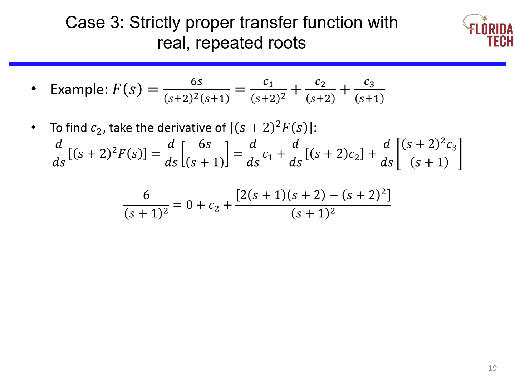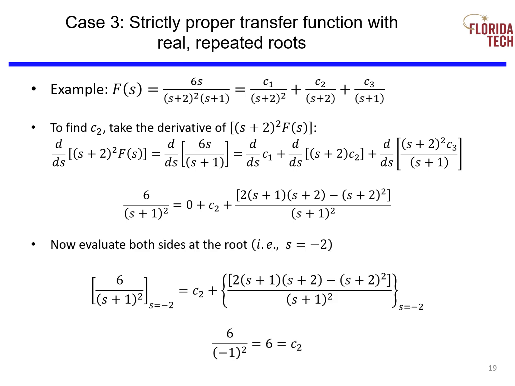To find C2, take the derivative on both sides of s plus 2 quantity squared times the function f of s. So in other words, multiply both sides by s plus 2 quantity squared, and then take the derivative of what's remaining. Now evaluate both sides at the root. For this case, s equals minus 2. The result is C2 equals 6.